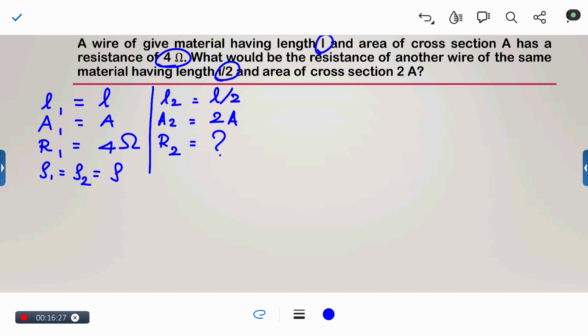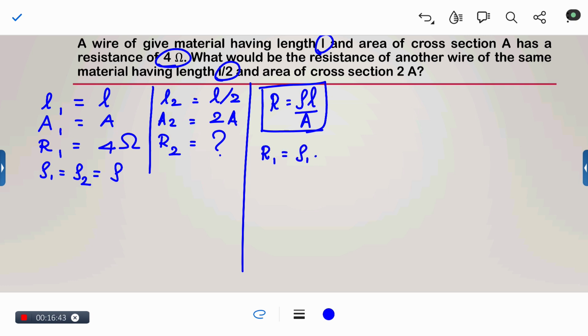Clear? So what is the formula based upon this condition? R is equal to rho L by A. This is the general formula. So based upon the given condition, R1 is equal to rho 1 L1 by A1. So R1 is equal to rho L by A, with L1 as L and A1 as A. They said that the value of resistance R1 is 4 ohm. That means rho L by A is going to be 4.